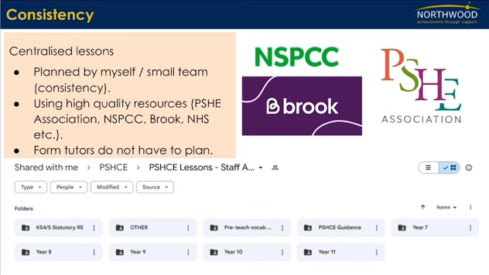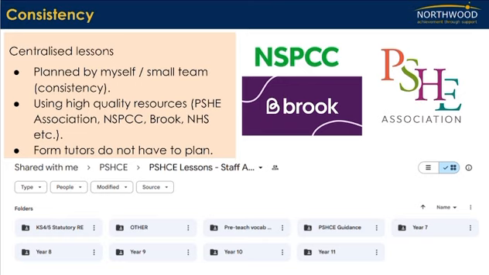So firstly, in terms of trying to boost consistency across whole school delivery, the first way we do this is through centralised lessons. Now, these are planned either by myself or a very small team who historically has worked on PSHCE. And this means there's lots of consistency across the school in terms of across every single form group using the same set of slides, but also in terms of from unit to unit or returning to those themes that I mentioned year on year.